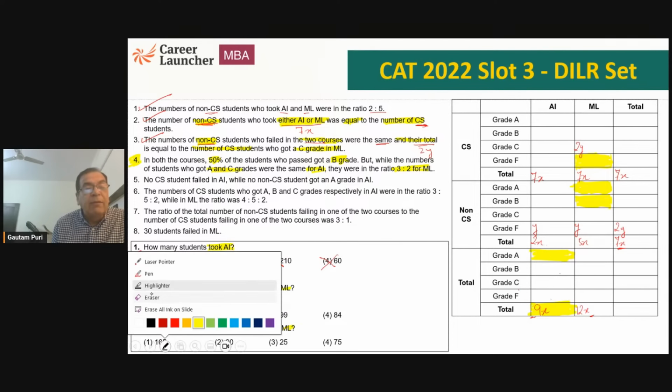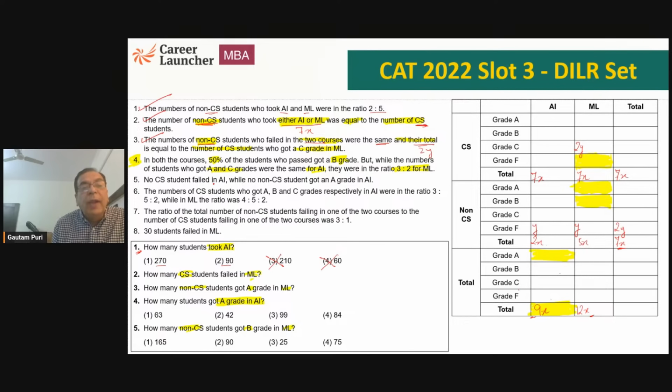Okay. Statement 5. No CS student failed in AI. So no CS student failed in AI. Very good, 0. And no non-CS student got the A grade in AI. Very, very interesting. Why? Because I need to find how many students got the A grade in AI. All these students who have got the A grade in AI would be from computer science, because none of the non-CS students has got the A grade in AI. That means if I can get this number, I will get this number also. So I will get the answer to question number 4 also based on this statement.